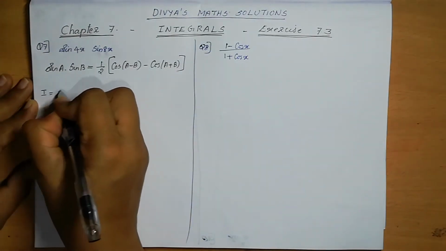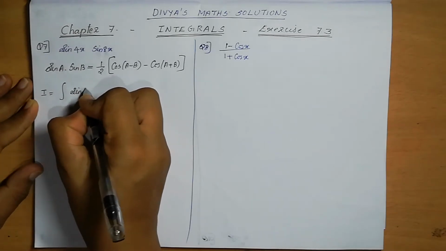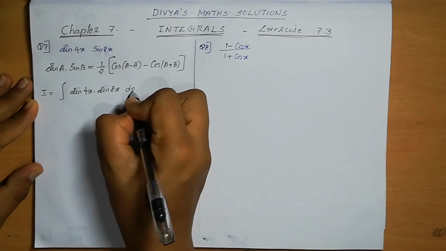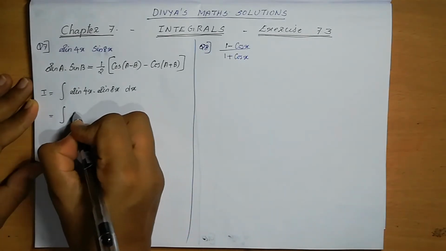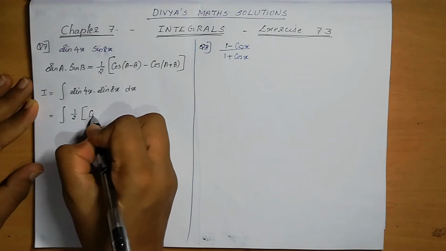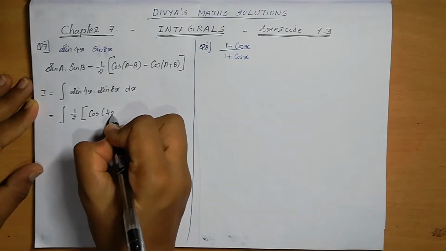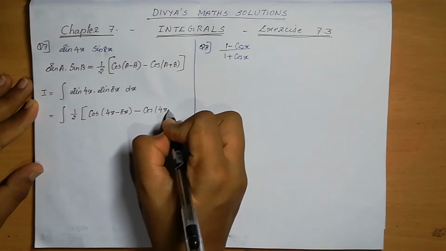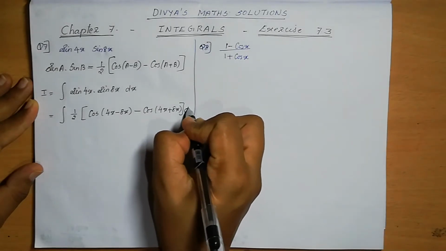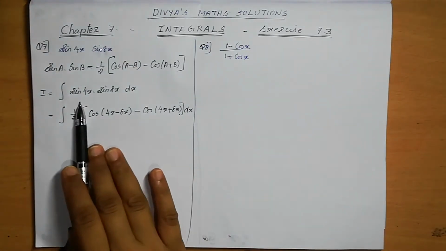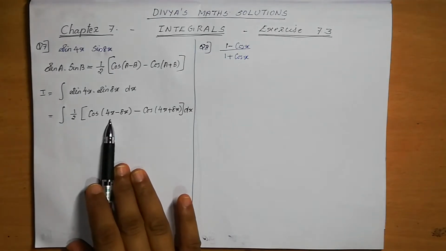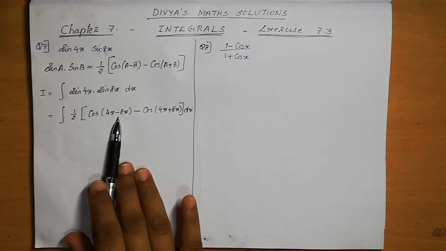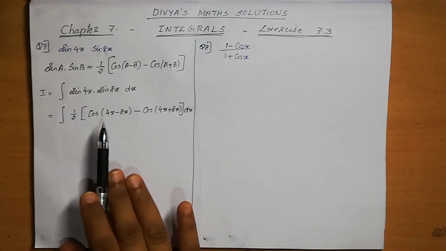So I equals integral sin 4x into sin 8x dx. That means integral 1 by 2 into cos of 4x minus 8x minus cos of 4x plus 8x dx. Instead of this, we can write sin 8x first and sin 4x second, meaning here we can write 8x minus 4x and 8x plus 4x also. Anyway, here we will get cos of minus 2x. Cos of minus theta is cos theta only, right?